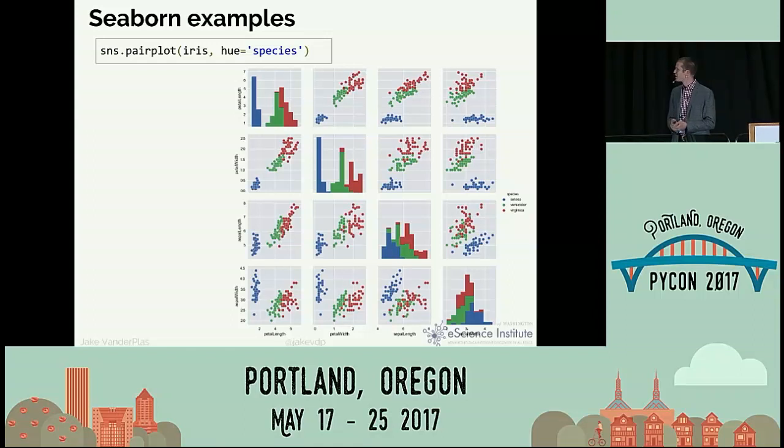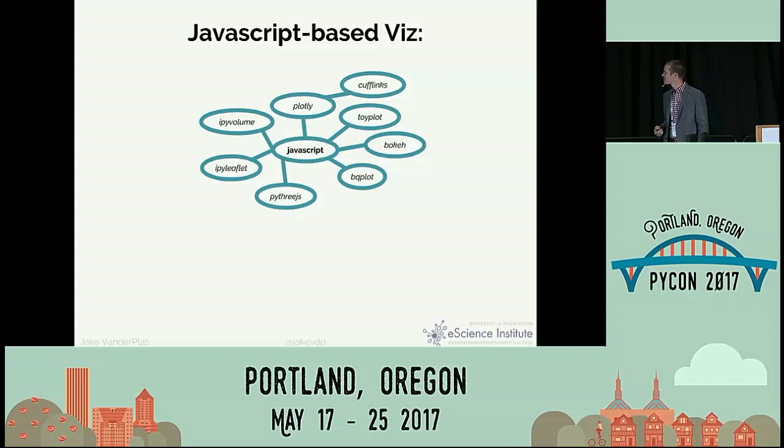code. So for example, you can call the pair plot function and get this pairwise comparison of all the columns in the entire data frame. So Seaborn is really, really nice if you want to do statistical data exploration in Python using Matplotlib.